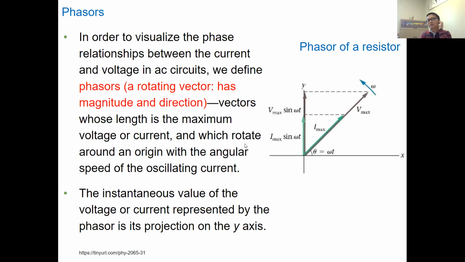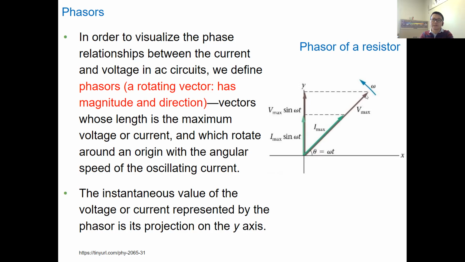We also talk about the phasor. A phasor is a quantity we use to visualize the phase relationship between the voltage and current. For the voltage phasor, this is the maximum, so at any given moment, the voltage on the particular element is the y projection of this phasor, or similarly for the current phasor. The current phasor is in this direction, so the current at any given time for the element is the y projection of this. This figure is for a resistor.